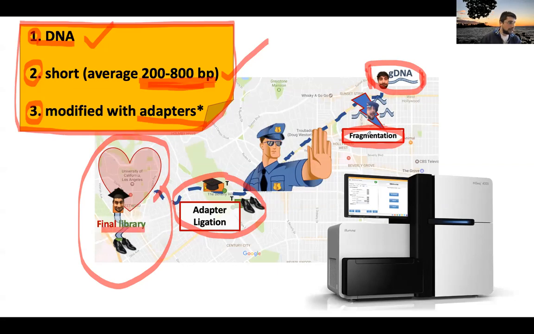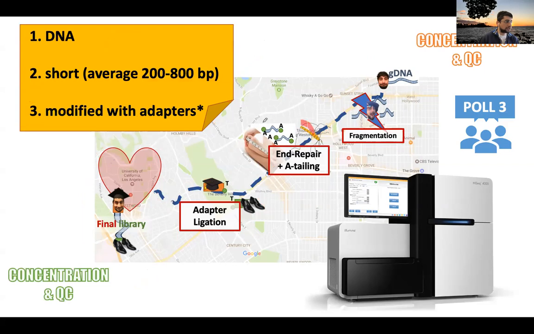However, the fragmented DNA is usually not compatible with the adapter ligation, and this is the same as having a cop stopping you because you didn't follow the street rules. So what we actually have to do is add an additional step. It's called end repair and A-tailing. This is basically a step that makes the fragmented DNA compatible with the adapter ligation step, and then at that point we have our 3 features satisfied.